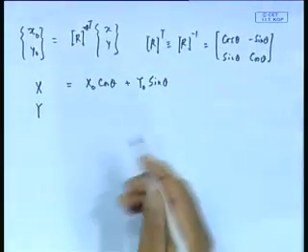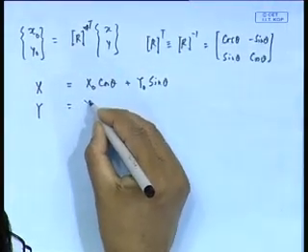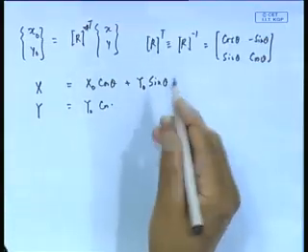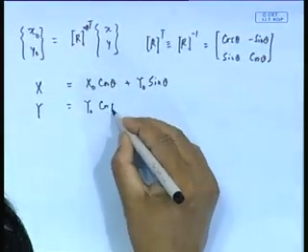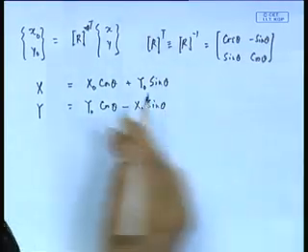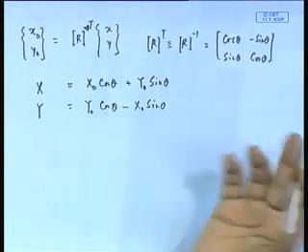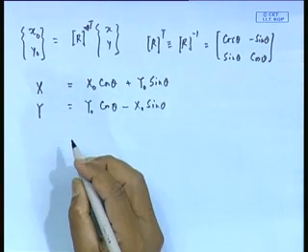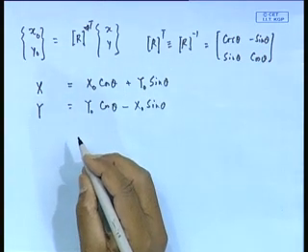Similarly, Y becomes y 0 cos theta minus x 0 sin theta. Actually, we should write minus x 0 sin theta plus y 0 cos theta, same thing. Now, the other way around, u and v with x 0.